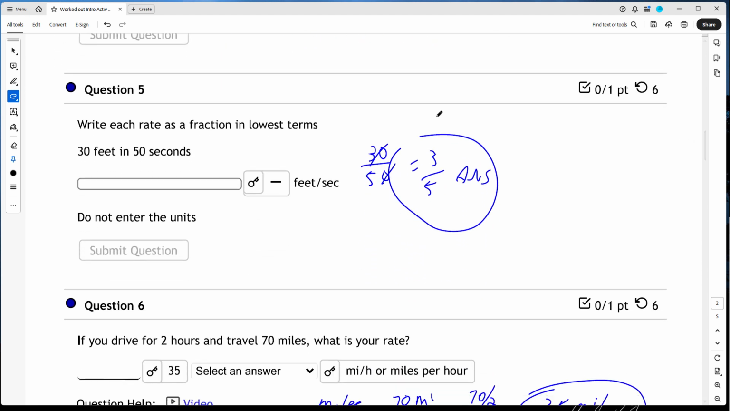Question 5. Write each rate as a fraction in lowest terms. So I have 30 feet per 50 seconds, so I have 30 over 50, which simplifies to 3/5.